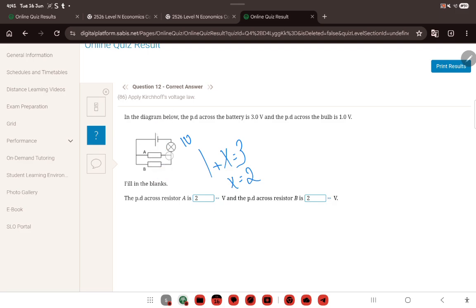It's obvious from the question as well. The potential difference across resistor A is 2 volts, and the potential difference across resistor B is 2 volts. Since if you cut this out, this is a series circuit. Then if you cut this out, this is another series circuit. 2 plus 1 equals 3. This is 2, this is 2.